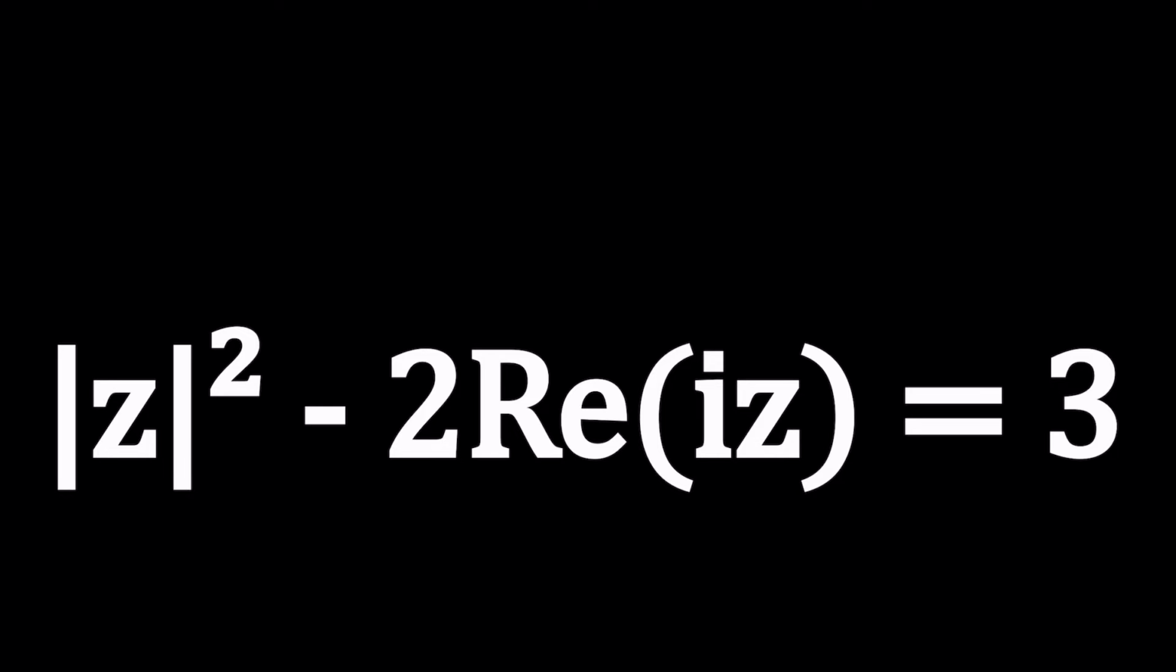This channel is all about complex numbers, and in this video we're going to be solving a really cool equation with complex numbers. Are you ready? Alright, let's get started. We have the absolute value of z squared minus 2 times the real part of iz, I'll explain what that means, equals 3. So we're going to be solving for z values. Z is a complex number.